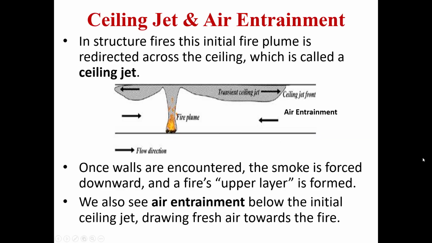In structure fires, this initial fire plume is redirected across the ceiling, which is called the ceiling jet, which we see pictured here. Once walls are encountered, the smoke is forced downward, and a fire's upper layer is formed. We also see air entrainment below the initial ceiling jet, drawing fresh air towards a fire. Now we're inside a building. In real life it's very difficult to see that air entrainment. You may feel it in terms of the air going by you, but sometimes not perceived, but it is there.